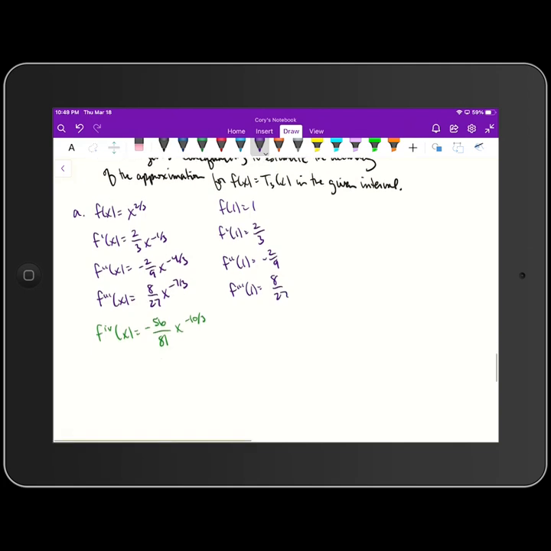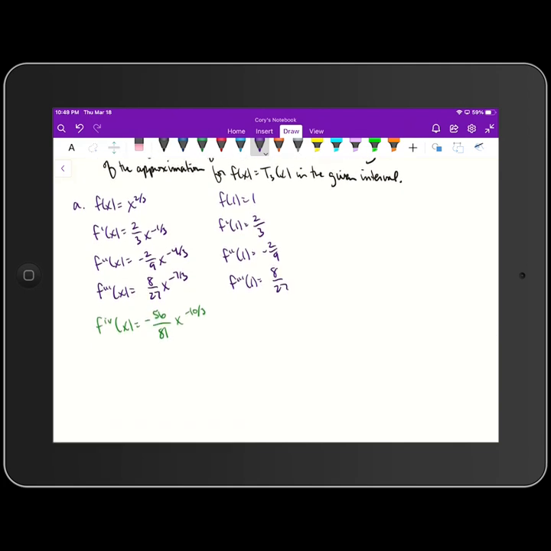Okay, so if we want the third degree Taylor polynomial, t sub 3 of x, that is going to be equal to f of 1, which is 1, plus f prime of 1 times x minus 1, plus the next term, which would be f double prime of 1, which is negative 2/9 over 2 factorial times x minus 1 squared. And the next term would be f triple prime of 1, which is 8/27 divided by 3 factorial times x minus 1 cubed.